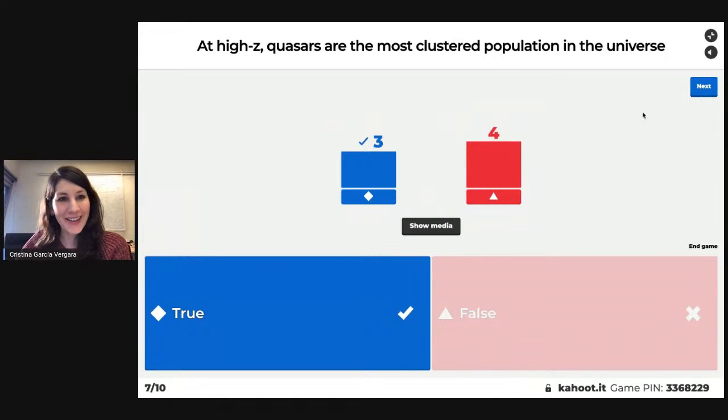Wow, okay. You didn't get that, I think, but that is true. Quasars are so far the most clustered population in the early universe. I mentioned actually that the correlation length is around 24 megaparsec over h, which is much higher than all the other objects.